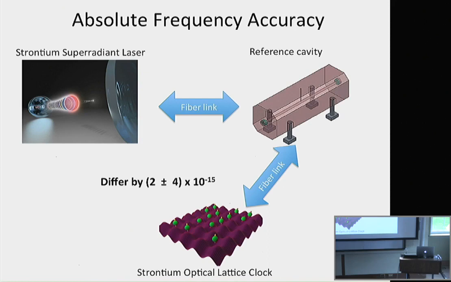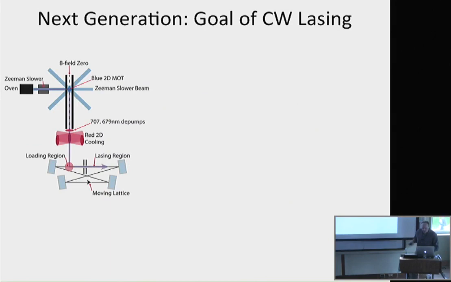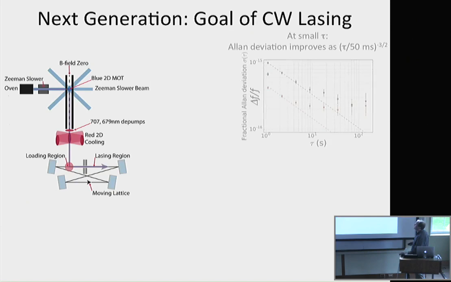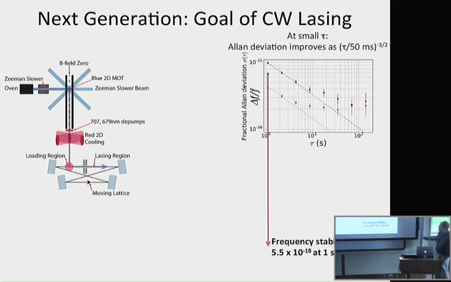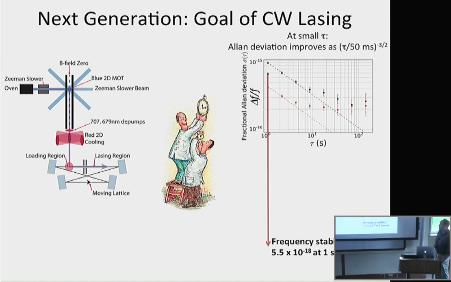Where this is going is we're actually beginning to build a system that's going to move us towards continuous lasing, where we're going to continuously load atoms into a MOT, put them into a ring cavity, make them lase in this region, load in this region. We think this is encouraging because simple scaling arguments would say if we could turn this into a CW laser, we could take that short-term stability and push it down to about 6 × 10⁻¹⁸, which means that if we were to move this laser up by about 6 centimeters, we could resolve the change in the ticking rate due to GR in 1 second.